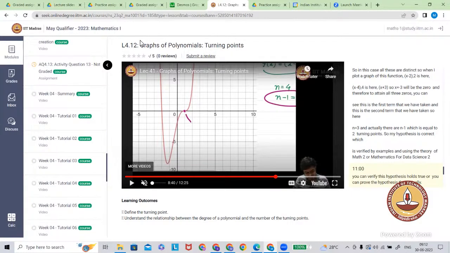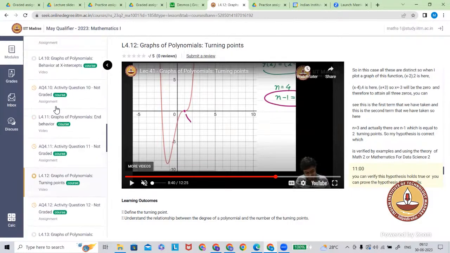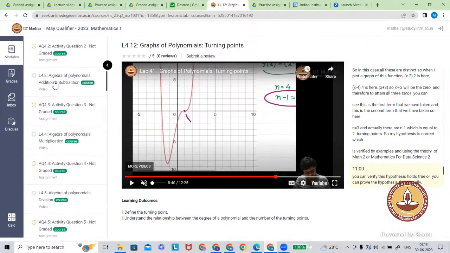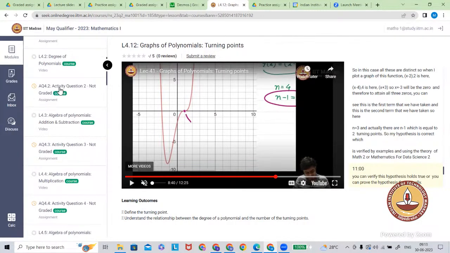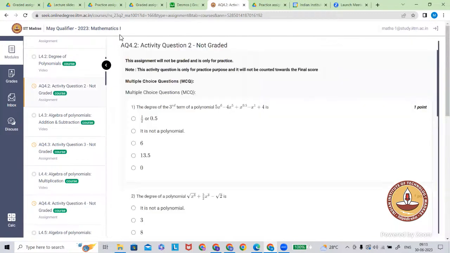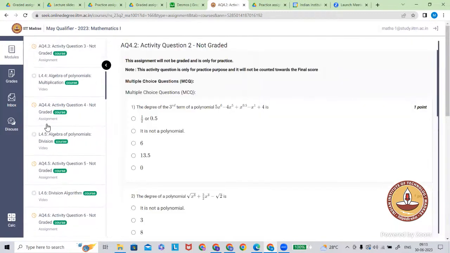So can you go to activity 4.2? I have sent an announcement to get some practice to solve. Have all of you gone through that? Yes, thank you for that.